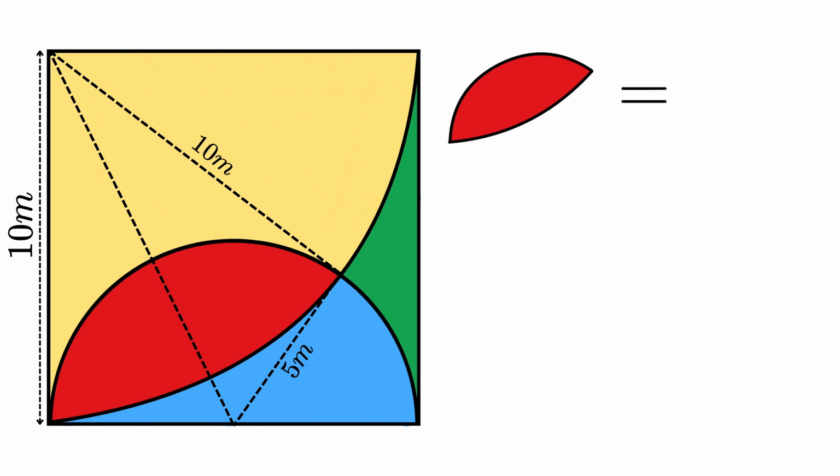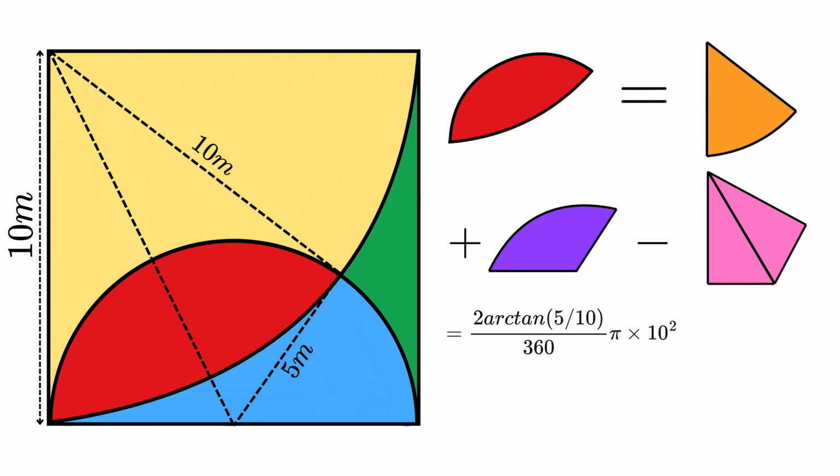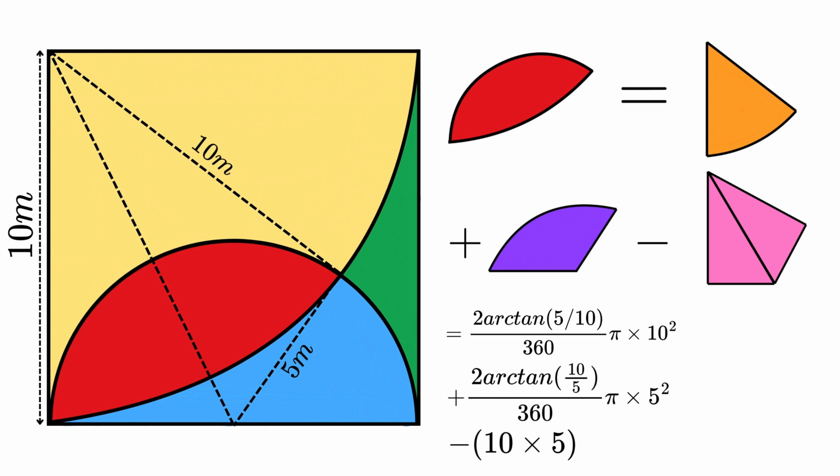So now to find the area of the red segment, we need to add together our two sectors and subtract the two triangles. So substituting the numbers back in, we have 2 times arctan of 5 over 10 divided by 360 times pi times 10 squared, plus 2 times arctan of 10 over 5 divided by 360 times pi times 5 squared, minus 10 times 5. And we find that the area of the red segment is 24 meters squared.